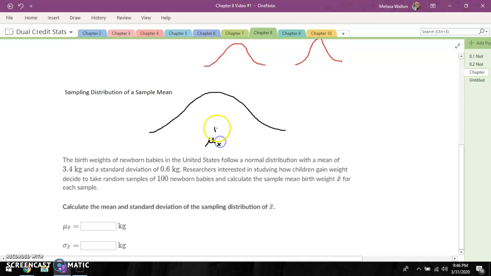So this is going to be centered at that population mean. So this is going to be centered at the same mean that we are expecting. All right, now let's talk about our standard deviation here.